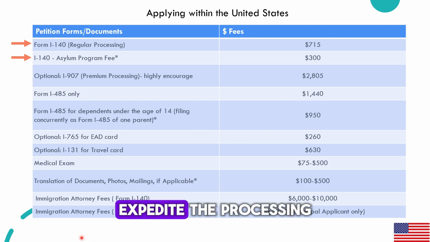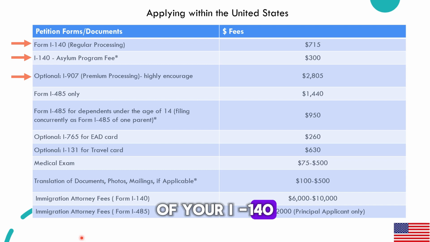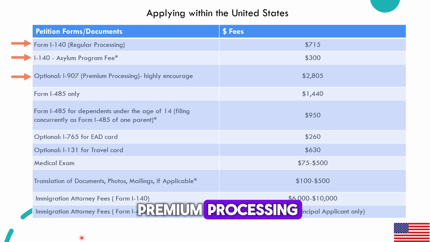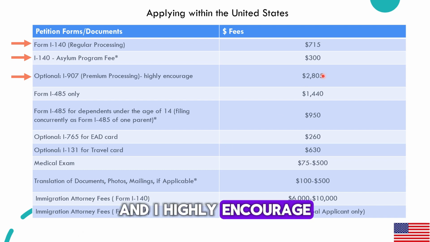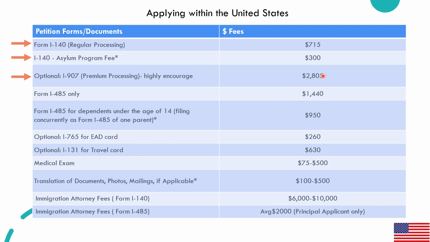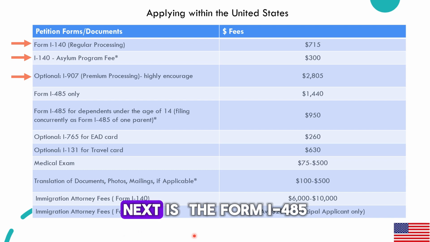If you want to expedite the process of your I-140, you can opt for premium processing. The fee for premium processing is $2,805, and I highly encourage anybody I consult with to go the route of premium processing as it helps you with a faster decision. Next is Form I-485.